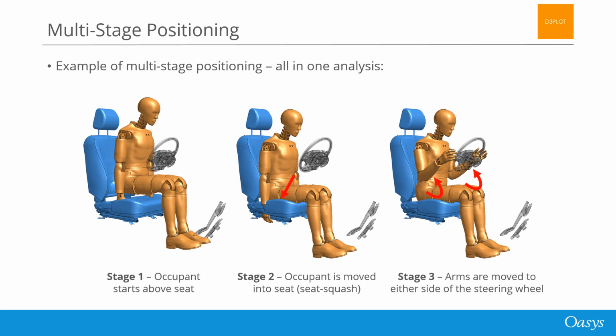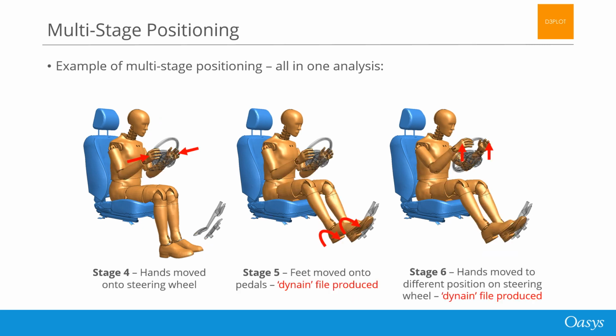You're not just limited to two stages though. You can have any number of stages in one analysis. Consider this example. The dummy starts off above the seat. The next stage is to move the dummy into the seat, as with the previous example. Next, we move the arms up to be either side of, but not on, the steering wheel. Then we move the hands onto the steering wheel as a separate step. You can imagine it may not be possible to realistically position the hands onto the steering wheel in one movement. The next stage is to move the feet into position onto the pedals.